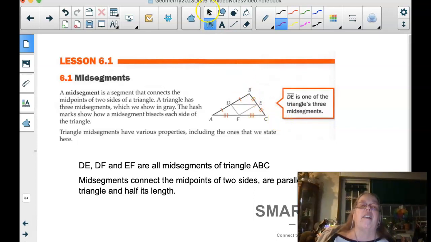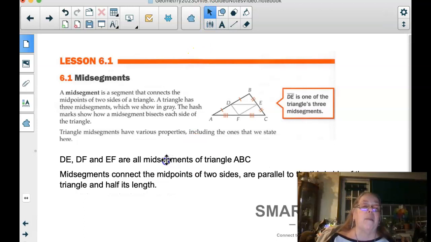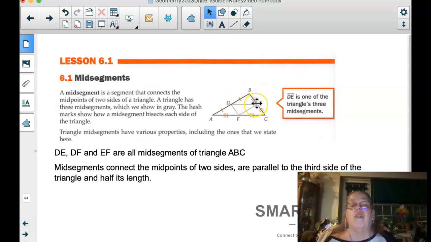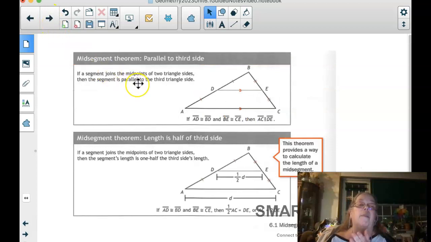So that's a mid-segment. It connects the midpoints of two sides of a triangle, like D and E. D is the midpoint of AB. Notice the congruency marks here. E is the midpoint of BC. Notice the congruency marks here. It connects the two midpoints. So let's say DE was 5 units long. That would be our hint that AC is 10 units long, because this mid-segment is parallel to the third side and half its length.